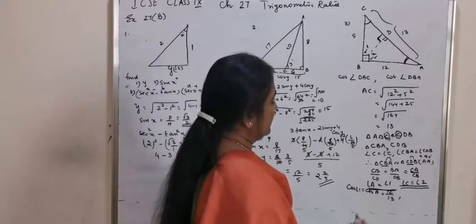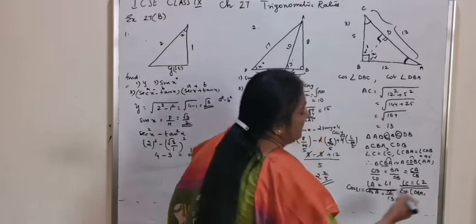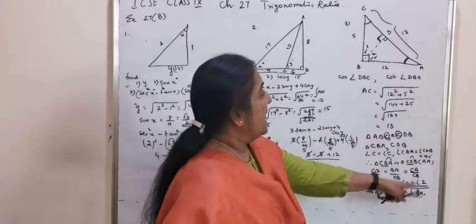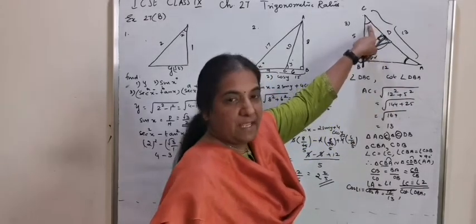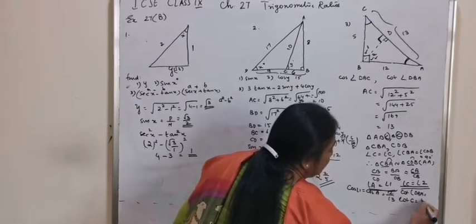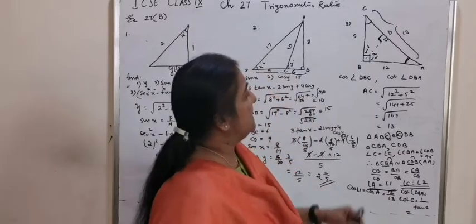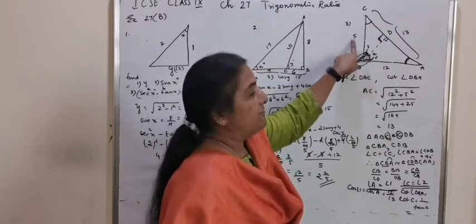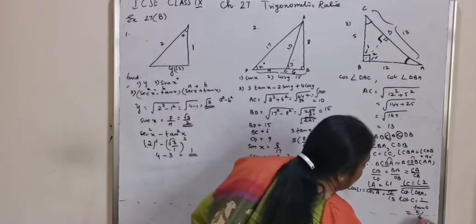Then next is cot angle DBA. Cot is the reciprocal of tan. Angle DBA is angle 2. Angle 2 is the same as C. So let's take it as cot C, 1 by tan C, which is equal to, what will be the answer? C, the angle C is here. The tan is 12 by 5, so the cot is 5 by 12.